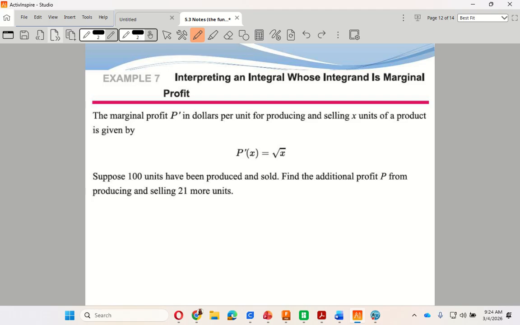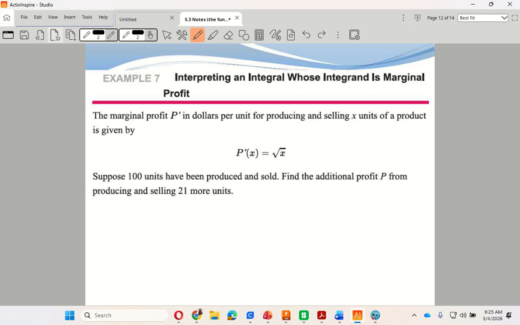I have to buy the machinery, right? I have to buy the machine to be able to make the product, and then the material to make the product. That's important. When we're talking about things like this, and you have your profit functions, you have to include that. But right now, we're saying suppose 100 units have been produced and sold. We've already done those ones. Find the additional profit P from selling 21 more units.